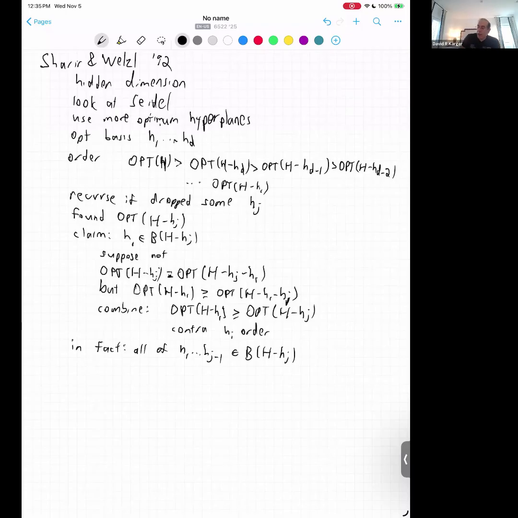And which of these hyperplanes are we likely to throw away? Or what is the probability we throw away any of these hyperplanes? Well, it's uniform, right? We're choosing a hyperplane uniformly at random. So in fact, in expectation, the basis where we throw away one hyperplane contains d over 2 of the optimum hyperplanes, if we need to do an update at all.